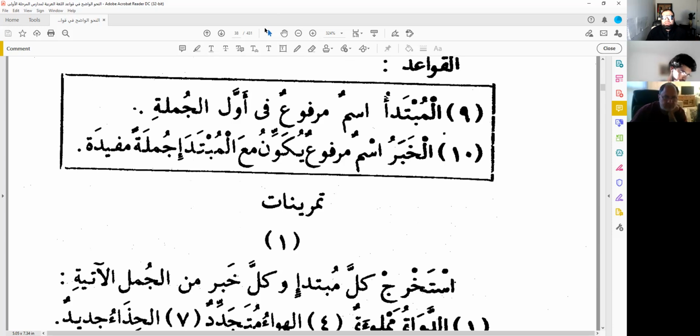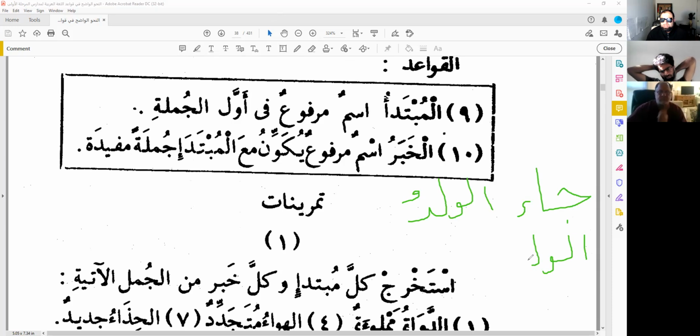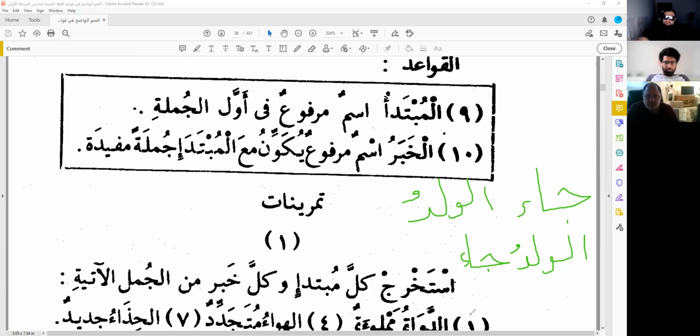Now, if I say جاء الولد. الولد is what here? What's the i'rab of الولد? فاعل. فاعل مرفوع, right? تمام. And that's the normal structure of the Arabic sentence, right? You start with the فعل, then the فاعل. Now, who did the action in جاء الولد? Who's the doer? The boy. الولد, right? الولد is the doer, right?